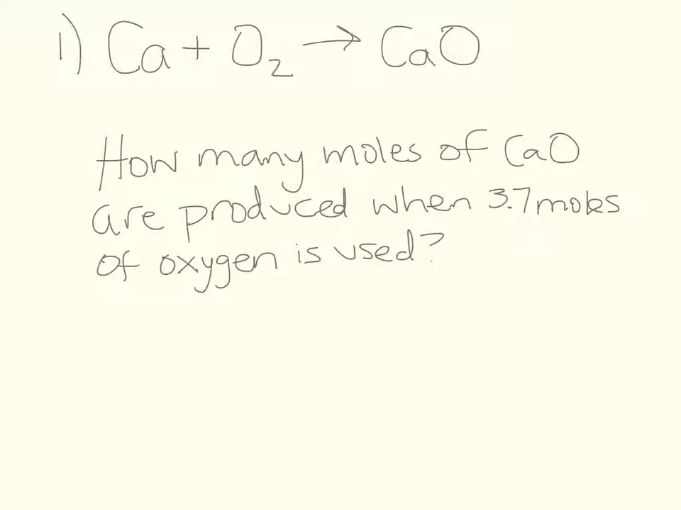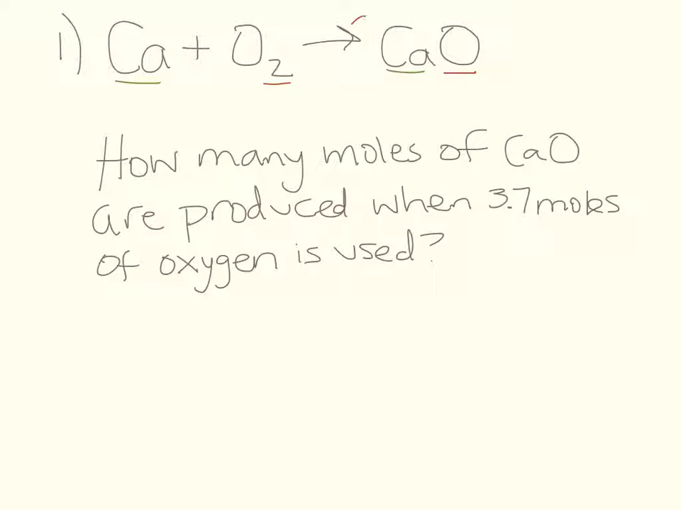Calcium plus oxygen reacts to make calcium oxide. The first thing we want to do is make sure that we have a balanced chemical equation. There are no coefficients in here, so it's probably not balanced. So let's take a look and balance the equation. We've got 1 calcium on the left and 1 calcium on the right, so that's balanced. And we've got 2 oxygen on the left and only 1 on the right.